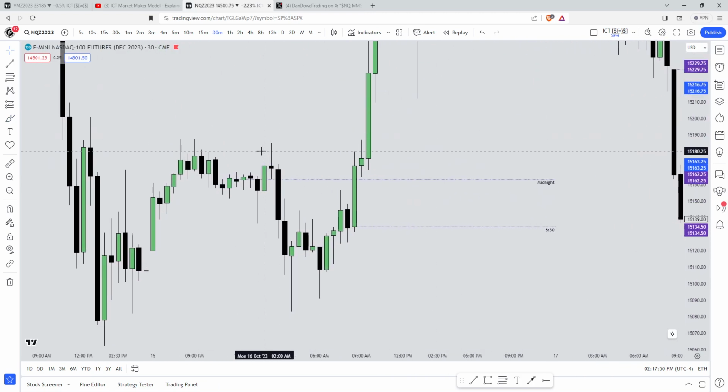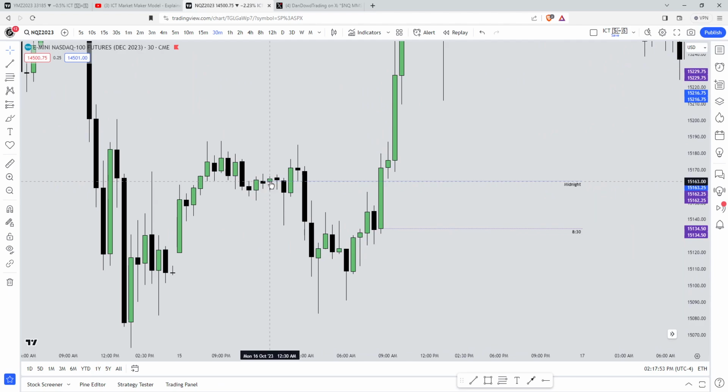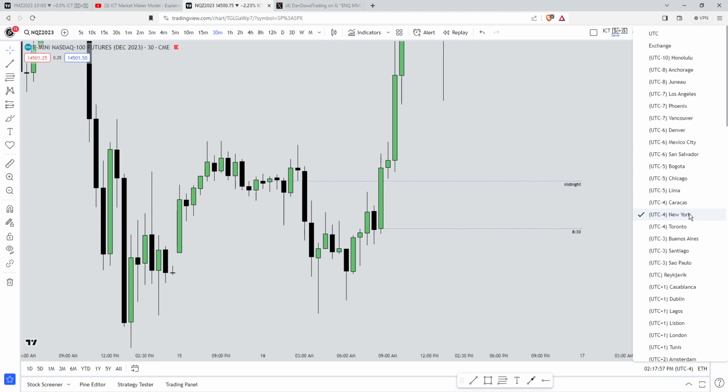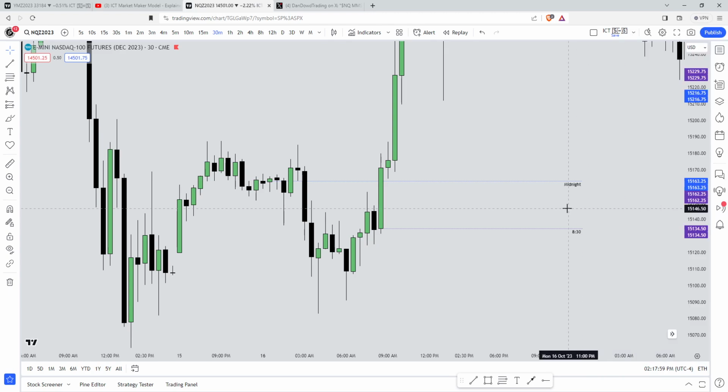So I want to mark out the opening price of the midnight candle, New York time. So go to the bottom right hand corner. Doesn't matter which time zone you're in. You want to click it on New York if you're trading ICT concepts, and you want to mark out the 12 a.m. candle on there, the opening price of that. Then I also want to mark out the 8:30 opening price.